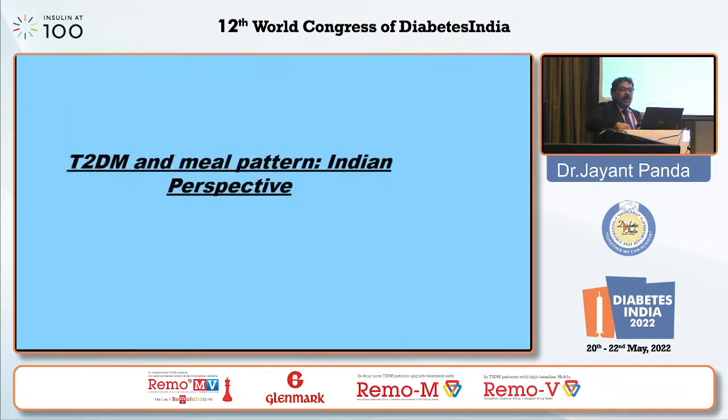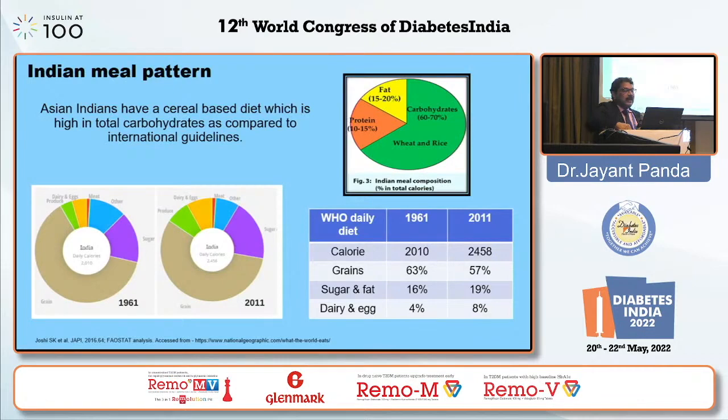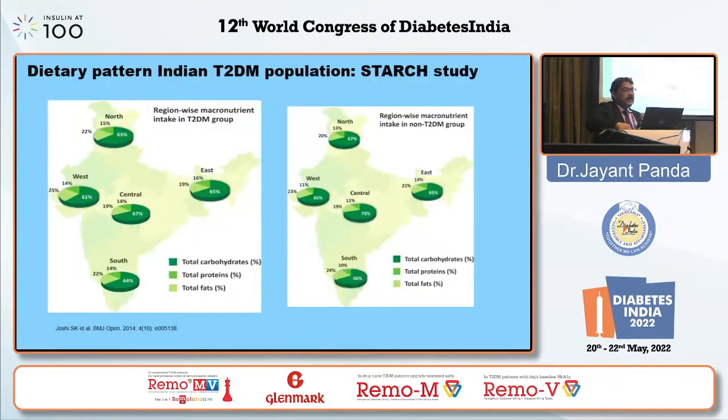Regarding meal pattern, all of you know about your patients' diet: for the last 50 years the Indian diet has not changed. It's carbohydrate, carbohydrate, and carbohydrate. On average, we get almost 64 to 65% carbohydrate in our diet, and protein hardly 15 to 20%. So also the fat. So that results in a very high postprandial or glycemic excursion.